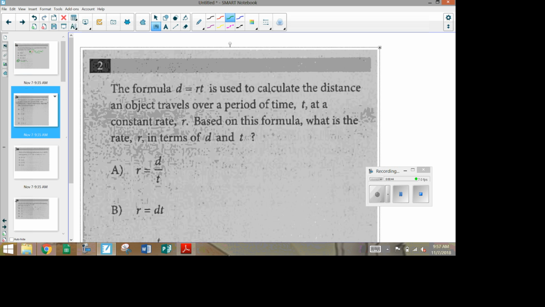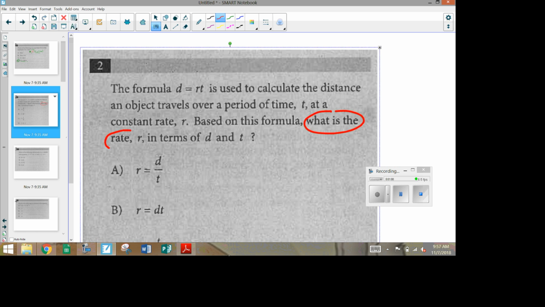Question number 2. D is equal to r times t. Based on this formula, what is the rate? What is rate r? Okay, we'll circle the question. This is our first technique, right? What is the rate? This is the important part. I don't care about the rest if you're confused, so we don't need to know those.